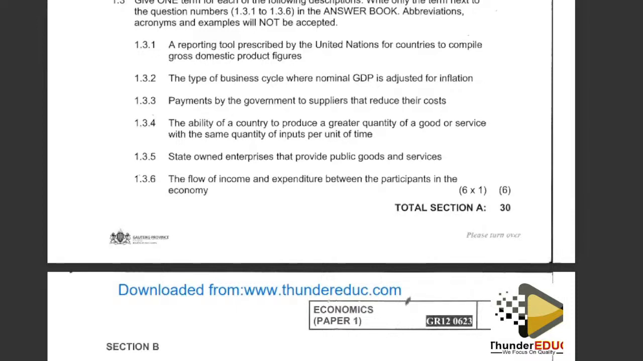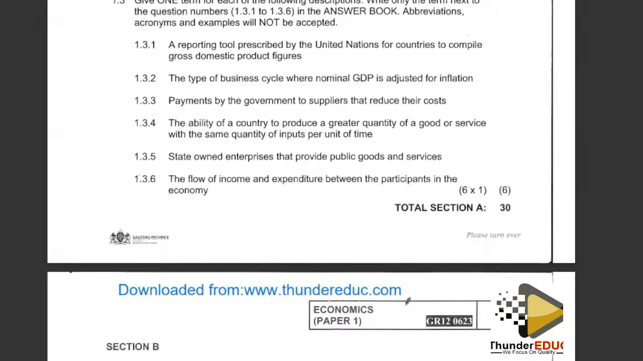Okay, right. So now let's check the question. Give one term for each of the following descriptions. Write only the term next to the question number. An example is given there. So we have 1.3.1 to 1.3.6 in the answer book. Abbreviations, acronyms, and examples will not be accepted. So you shouldn't write GDP. If you write GDP, I put a cross. I don't even put half. Why a cross? Because it is specified amongst the instructions that you shouldn't write abbreviations, but rather say gross domestic product.